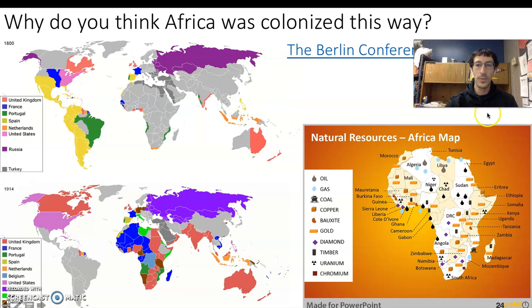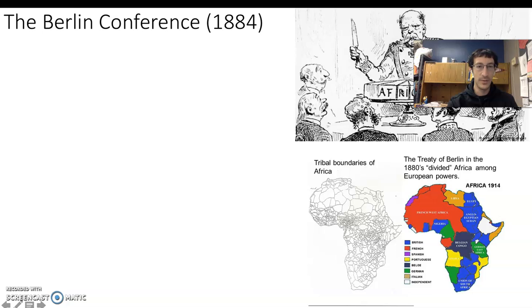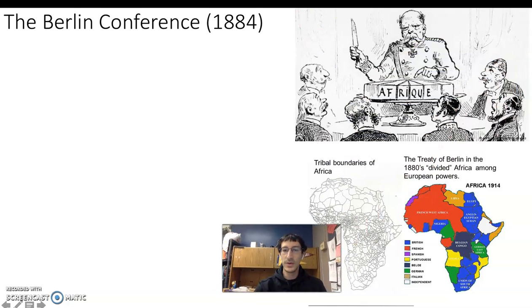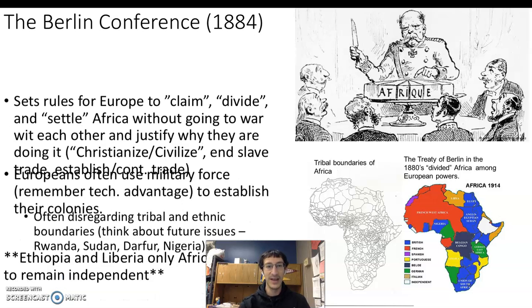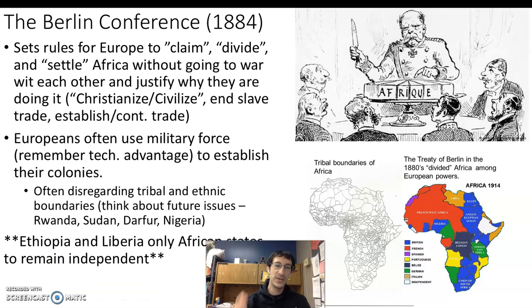Okay, so that becomes what's known as the scramble for Africa that gets resolved with the Berlin Conference. So you can see what we saw in Chapter 31, where the Europeans were pretty much cutting up China through spheres of influence. Now it's not spheres of influence. Now it's actual colonies to be administered by the Europeans. So the Berlin Conference in 1884 and 1885 sets the rules for Europe for what it means to claim the territory, how you divide it, and how we settle lands within Africa.